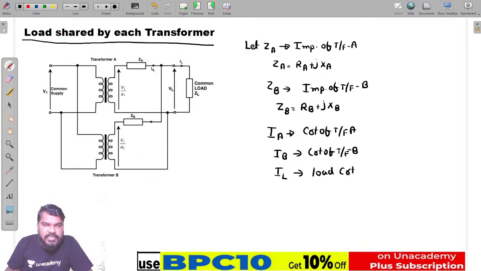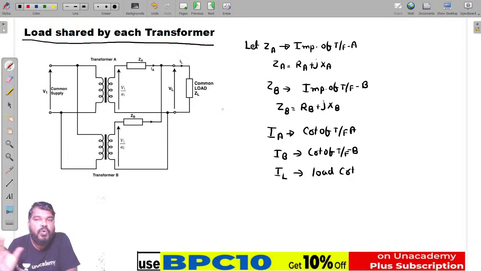Now see here, IA plus IB is equal to IL. These two are connected in parallel. So now we have a question: what is the load shared by transformer A and the load shared by transformer B? This is what we have to find out, and we can find it in two ways.